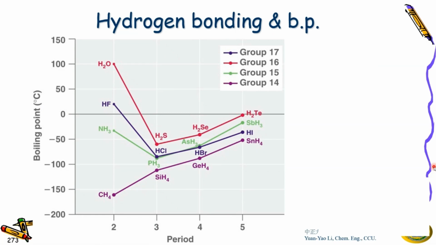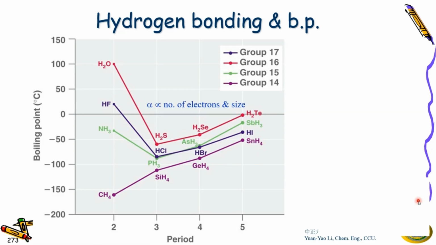Right. So this is another example to show you the hydrogen bond, comparing the boiling points of molecules with hydrogen bond. So let's take a look at our first example. This is the period, right? And this is the boiling point. And this boiling point increases for group 14: methane, silane, GeH4, and tin hydride, right?